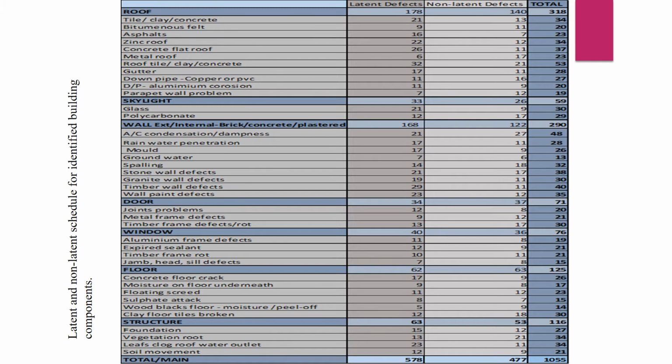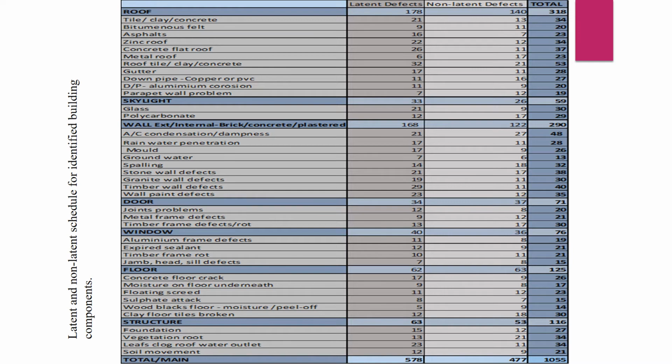From the first schedule here, you can see there are two categories, the latent defects and the non-latent. They range from the roof, the skylight, the external wall, the internal brick, concrete or plastered wall, the door and the window, the floor, and even the structure like the foundation, the vegetation, the rooftop, or soil movement.